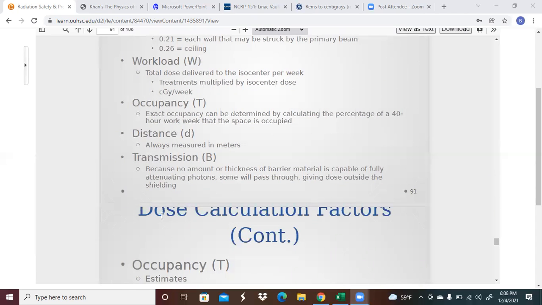we're going to have some transmission, but given all of these other factors, it may not be enough for us to say this is above the background of what anybody would receive in this particular area just by existing in the area, whether or not the machine is running.